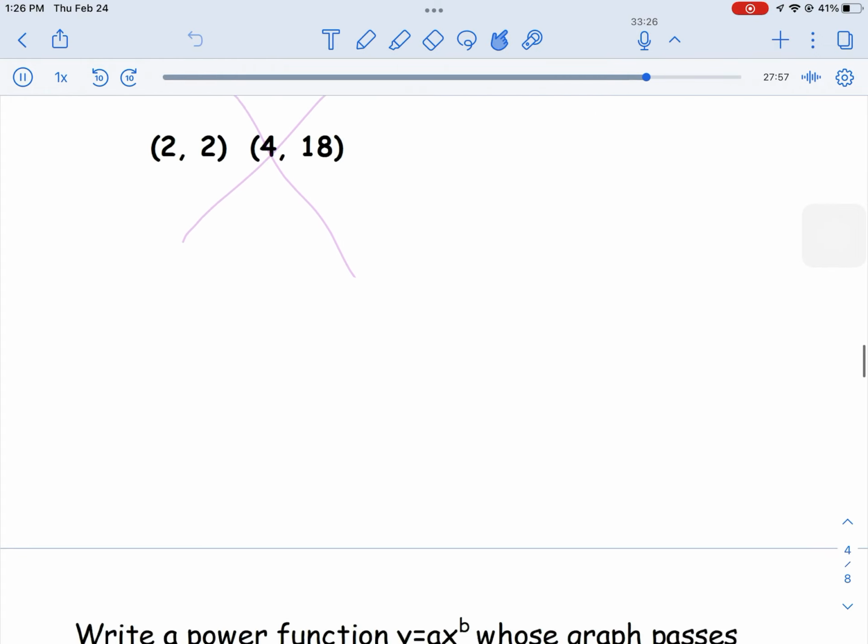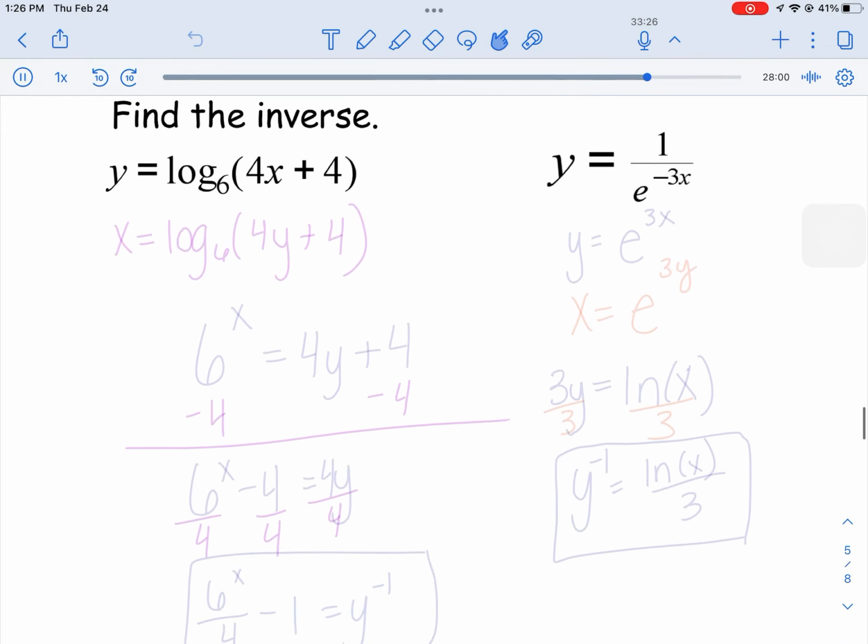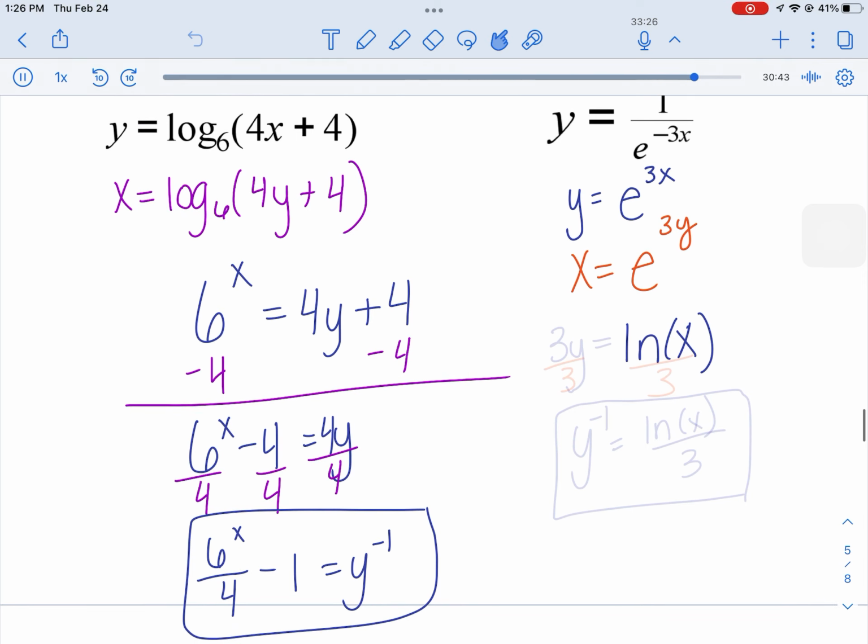So you switch x and y, and then it would be equal 3y. So your input and output would switch. You would switch from e to the 3y, which would become ln of x equals 3y. Then you would finish solving for y by dividing by 3. So here my inverse would be the ln of x over 3.